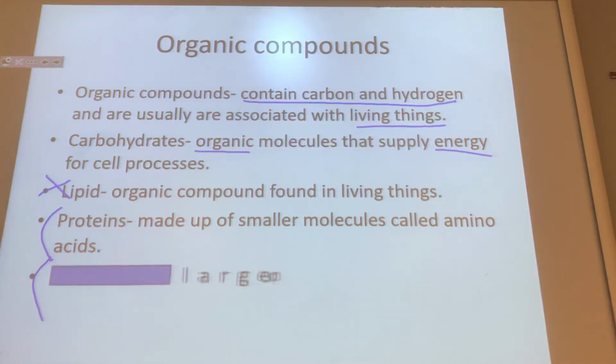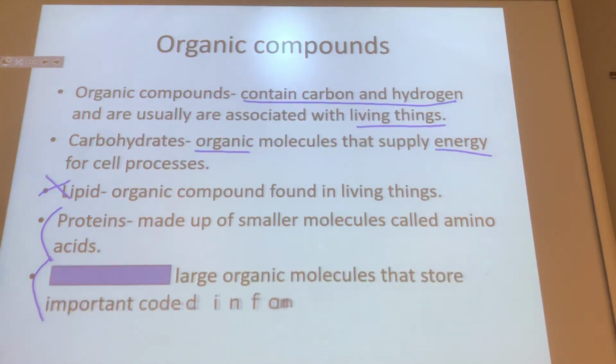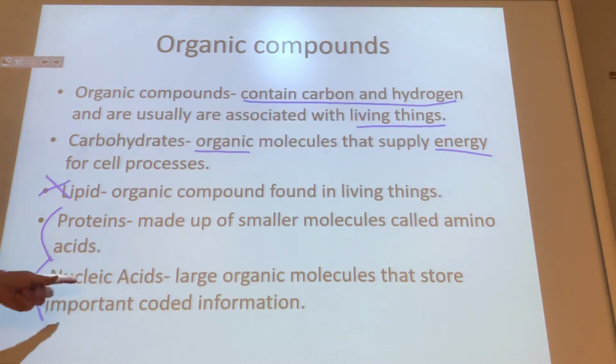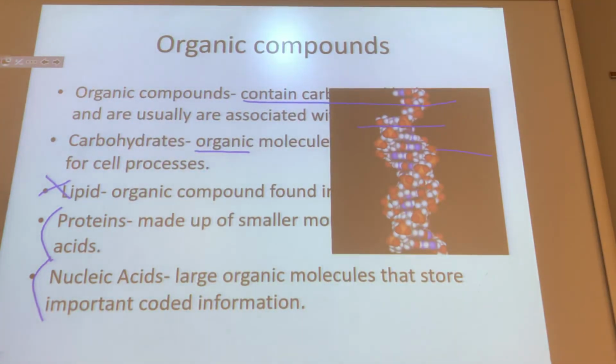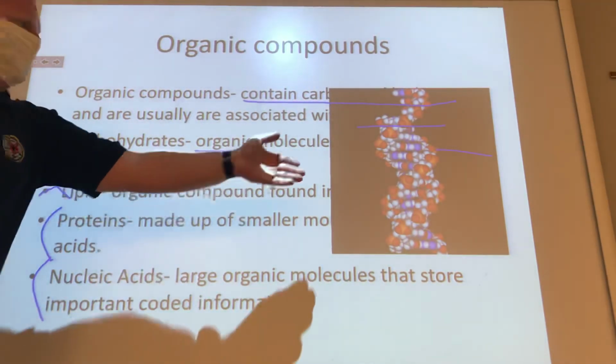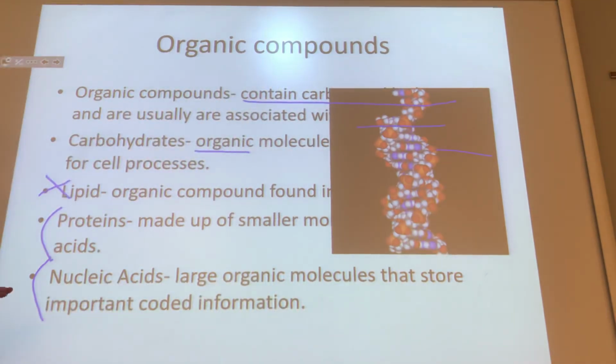The final thing that we talk about here, if you've ever heard of DNA, nucleic acids are the last two in there. DNA is what's going on there. All right, we have our DNA molecule. All right, nucleic acids are large organic molecules that store important coded information.